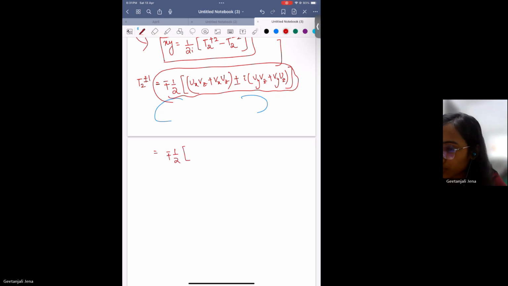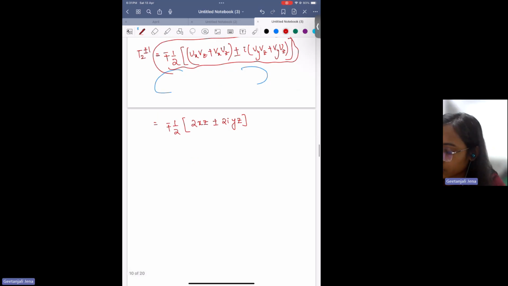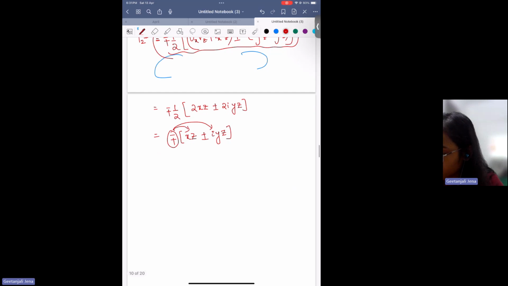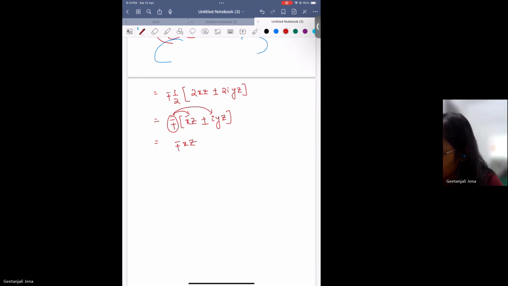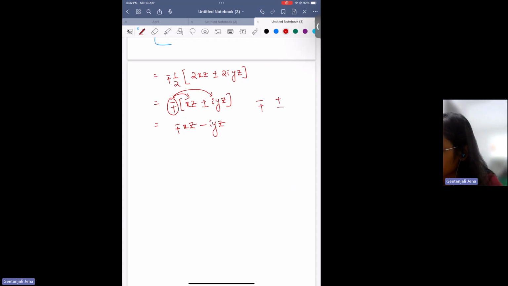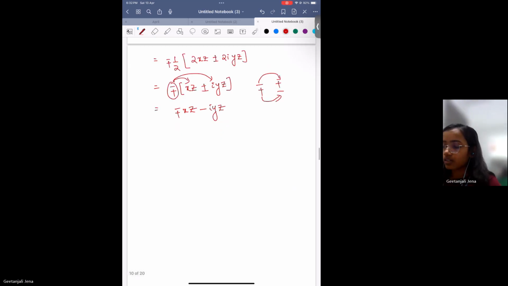So now let us see what we will get. Minus plus half. So you will get 2 times xz plus or minus 2i yz. So that means you will get minus plus xz plus or minus i times yz, right? So if you take this minus plus here to these terms, then you will get minus plus xz, and this will become minus plus. So my minus with plus will become minus, plus with minus becomes minus. So it is minus only, right? So you have minus plus and there is plus minus. So minus plus will become minus and plus minus is minus. So this is the final expression.